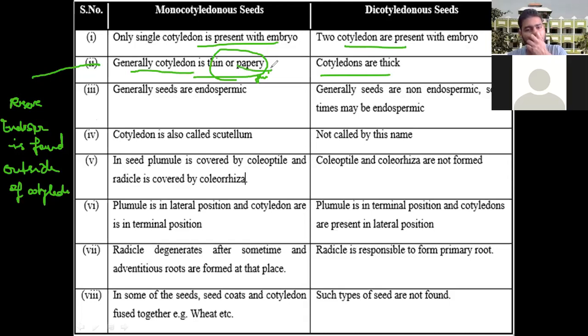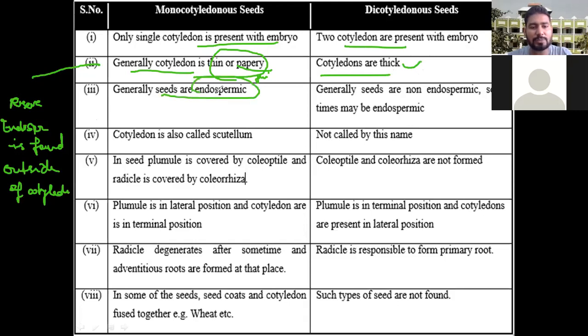Papery means paper-like, so it will be thin. Why? Because they are not going to store reserve food material. Endosperm is found outside the cotyledon, so in this way it will be papery. Cotyledons are thick when they store endosperm, that is, the reserve food material.